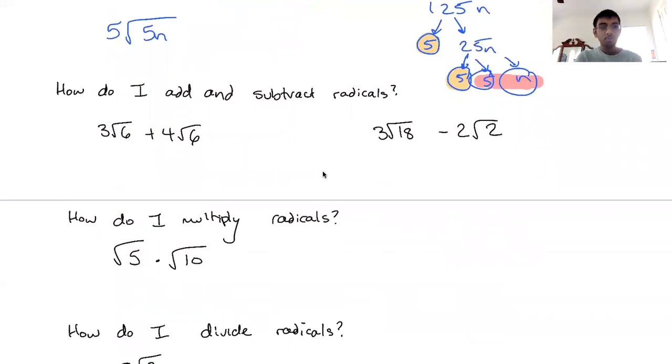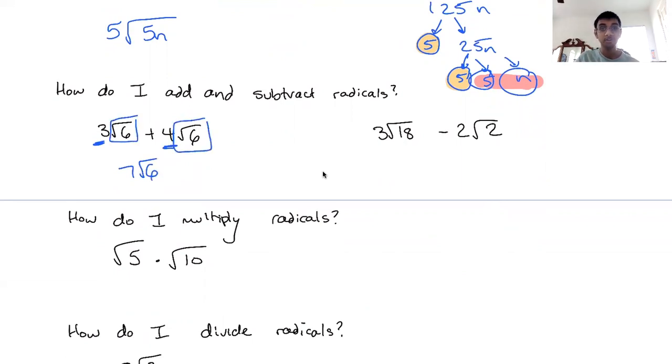This one's a very straightforward one. We have 3 radical 6 plus 4 radical 6. So to add these, all we do is we just take the outer things right here and we add those up. So 7 radical 6 would be the answer.